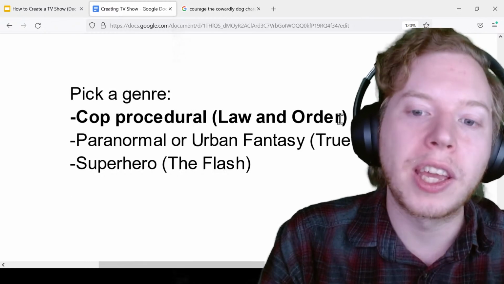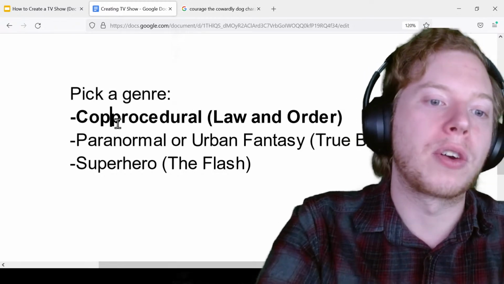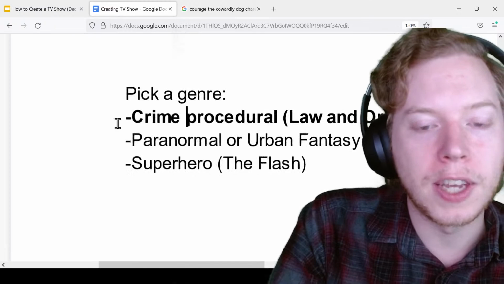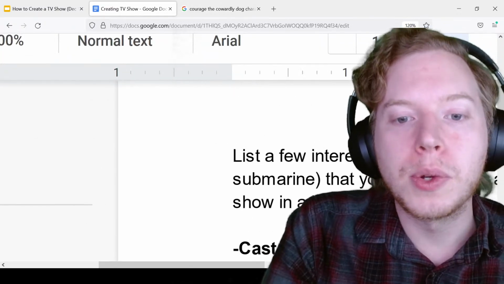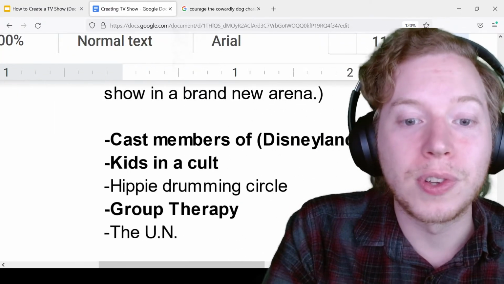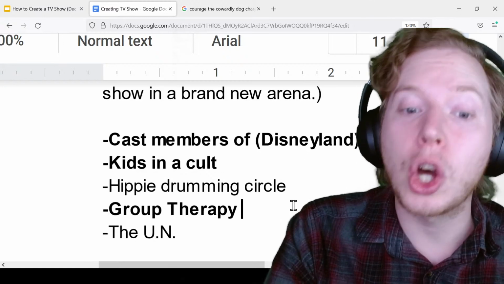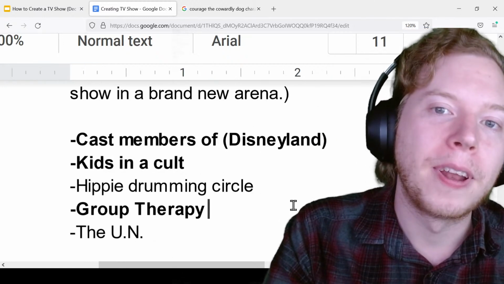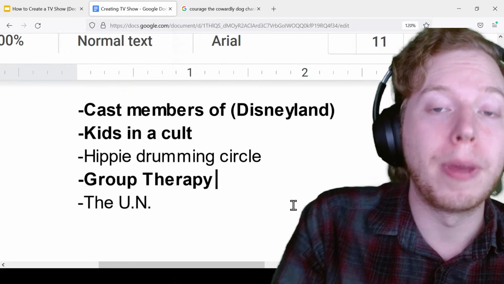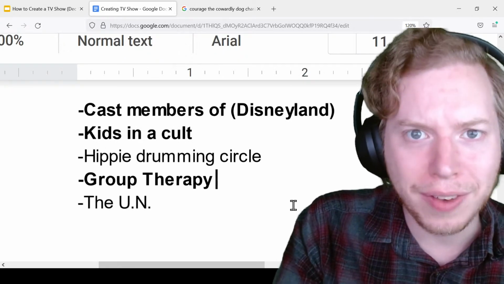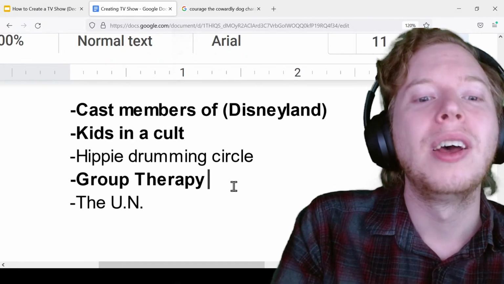Yeah, procedural. So this is like your Law and Order, or it doesn't have to be cops. We'll just say crime procedural because that could be cops, that could be CSI, something like that. Okay, so let's do a crime procedural. Where do we want to see a crime procedural? Set at Disney? Set in a cult, in which case it might be not actual official sanctioned police, but maybe it would be like the cult sort of internal investigation squad. That'd be really cool. Or group therapy.